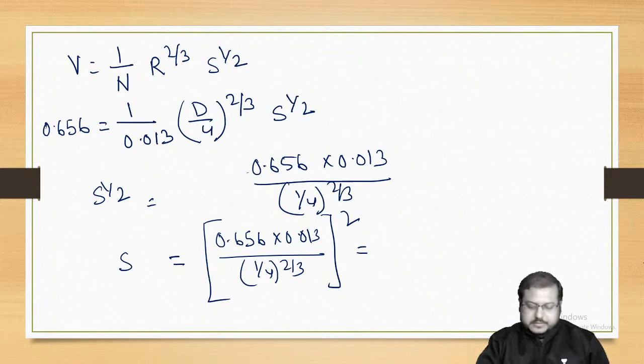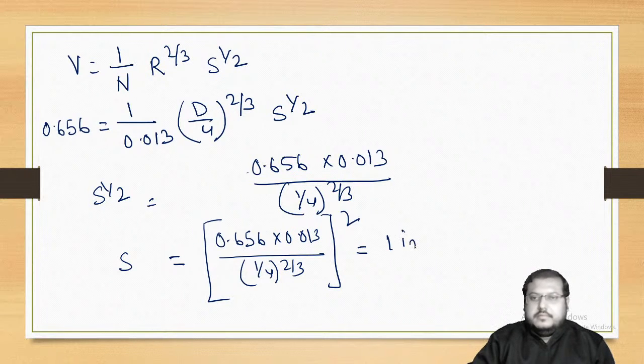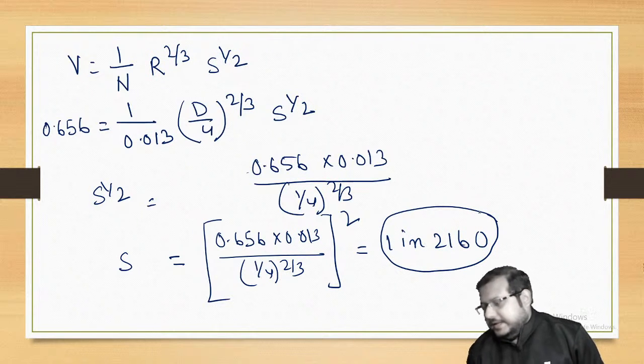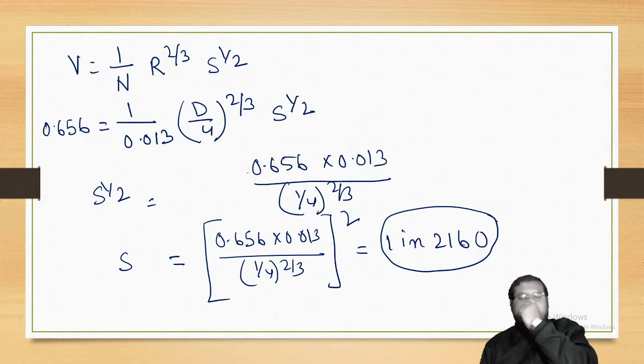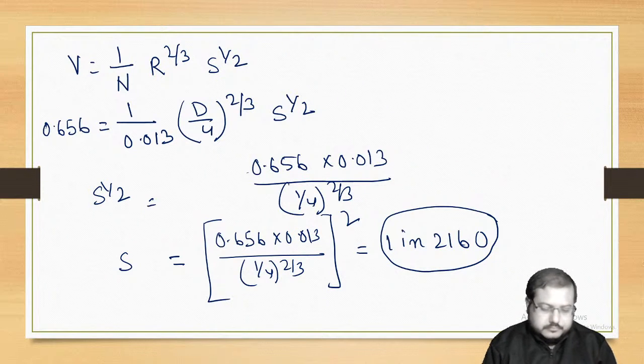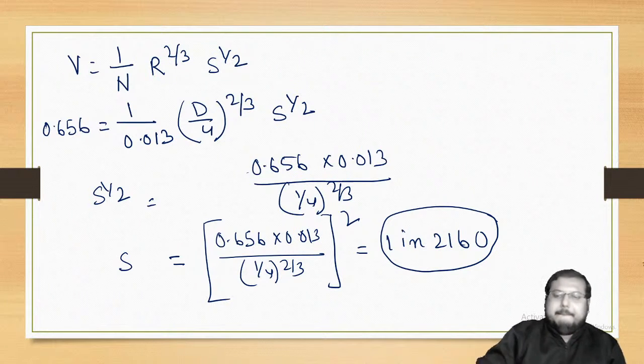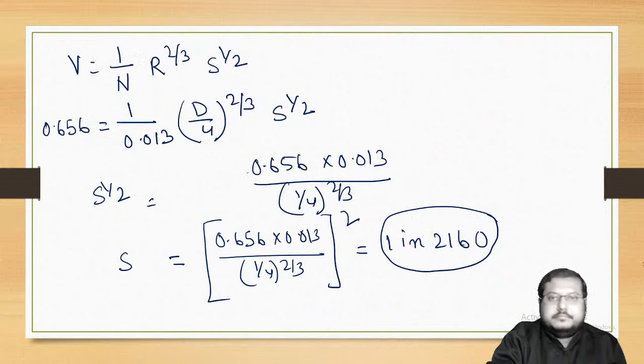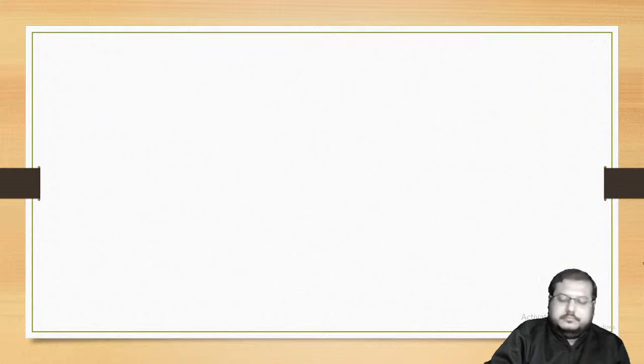Give the value as 1 in 2160. You need to express slope in this particular process, 1 in something. 1 in 2160 will be your final answer. Next question.